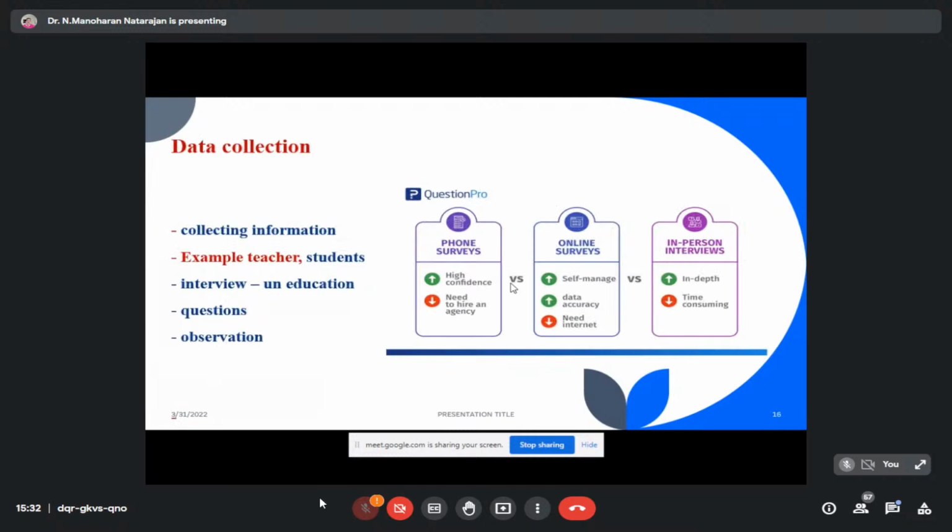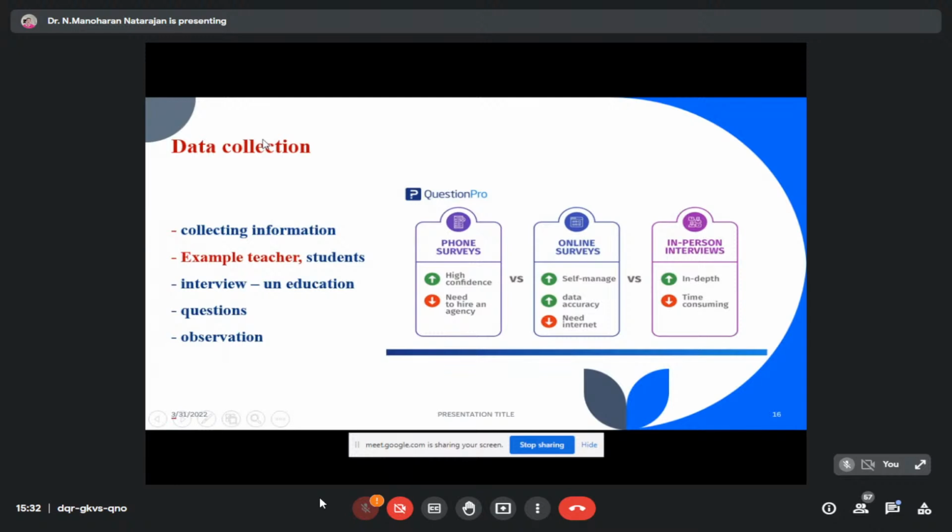Next one is data collection, collecting information. Here I have mentioned the phone survey, online survey, and in-person interview. These are among the methods of data collection. There are so many methods. You can have an interview, questions, observation. Observation is there. Collecting information for our research.